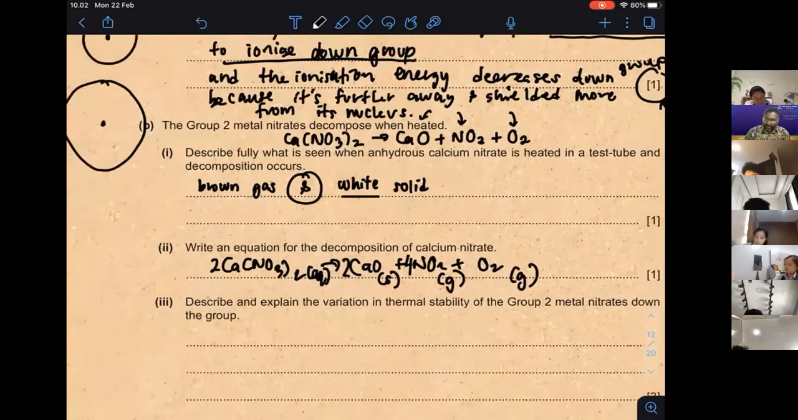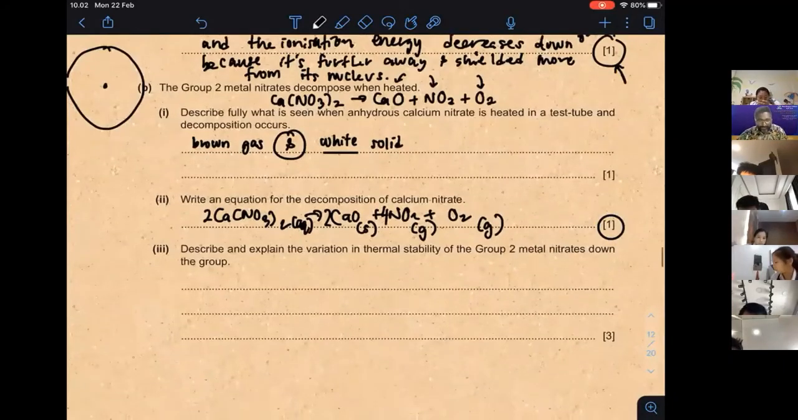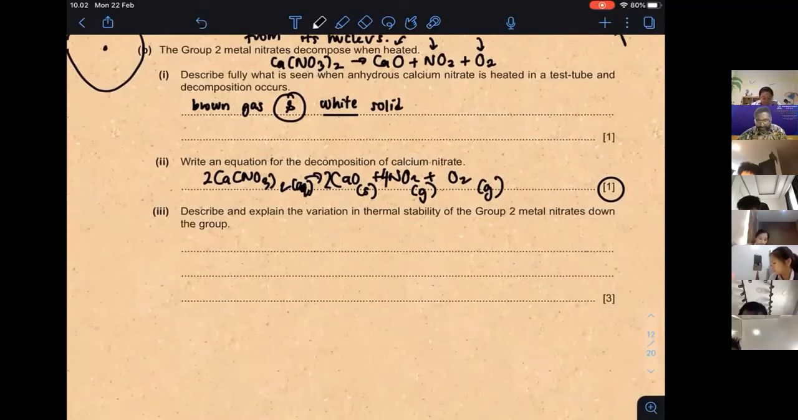But if you look at the marking key, they didn't emphasize the state. If you have time, please do. Please do include all that. Now, describe and explain the variation in thermal stability of the nitrates down the group.